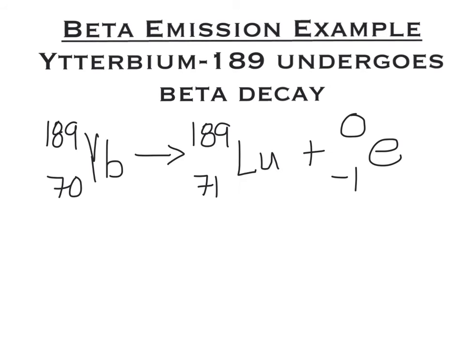So remember, we're going to add 1 to the atomic number for a beta decay because we split a neutron, and the atomic mass will be the same because there was no actual change in the number of protons and neutrons. We just converted one to the other, and we kicked out an electron in the process.